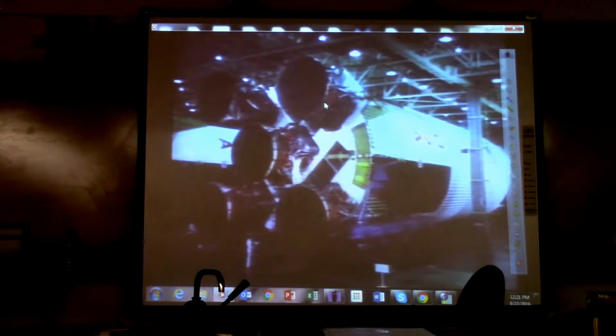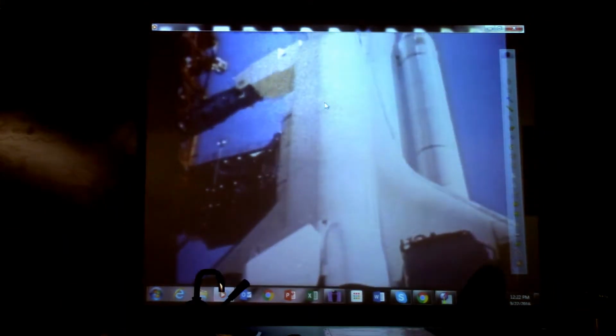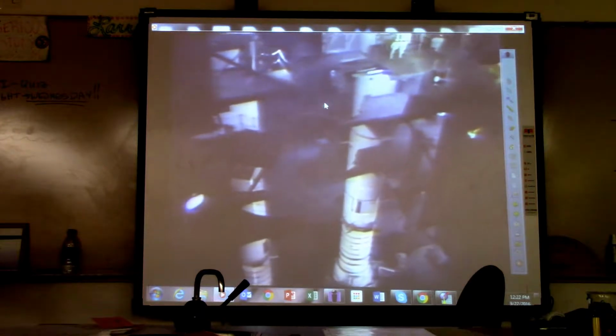Since oxygen is not present in the space environment, an oxidizer must be carried on board the rocket along with the fuel. The space shuttle's propulsion system is made up of 5 different rocket engines, 3 main engines which use liquid propellant, and 2 rocket boosters which use a solid propellant.